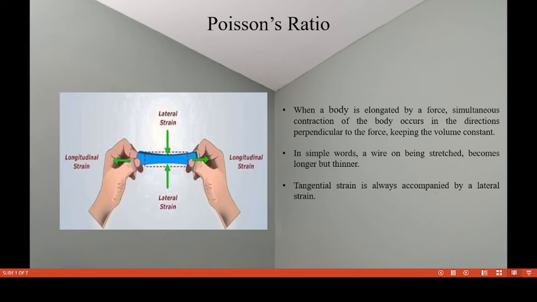That is, in this case in the figure, if we stretch the wire along its length, simultaneously there will be a lateral strain in the direction perpendicular to the applied force, which causes the wire to become thinner. In simple words, a wire on being stretched becomes longer but thinner. That is, longitudinal strain is always accompanied by a lateral strain.